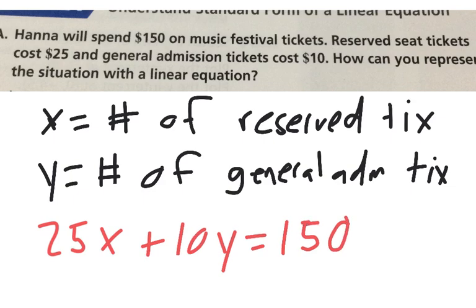So let's try to make sense of this in terms of the context of the problem. You're saying x represents the number of reserved tickets. So if I know how many reserved tickets she buys, and I multiply that by 25. Say she bought 4 reserved tickets. 4 times 25 means she spent $100 there. So if she bought 4 reserved tickets, then she would need 5 general admission tickets. 5 times 10 is 50. So 100 plus 50 is 150. That's right on the money.